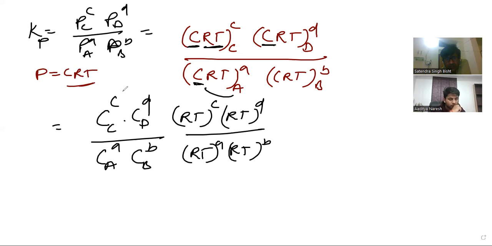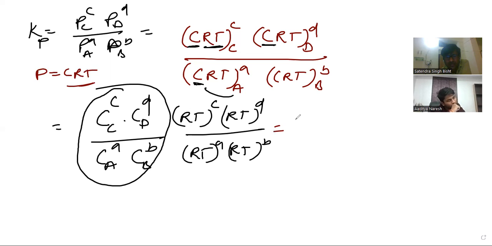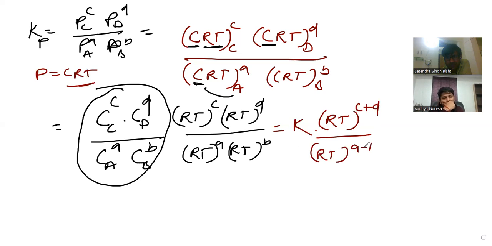And this part can be written as Kc. So we can use Kc in place of this. And for RT, the base is the same, so you add the powers: c plus d, RT raised to the power c plus d. If the base is the same, then the powers will be added.